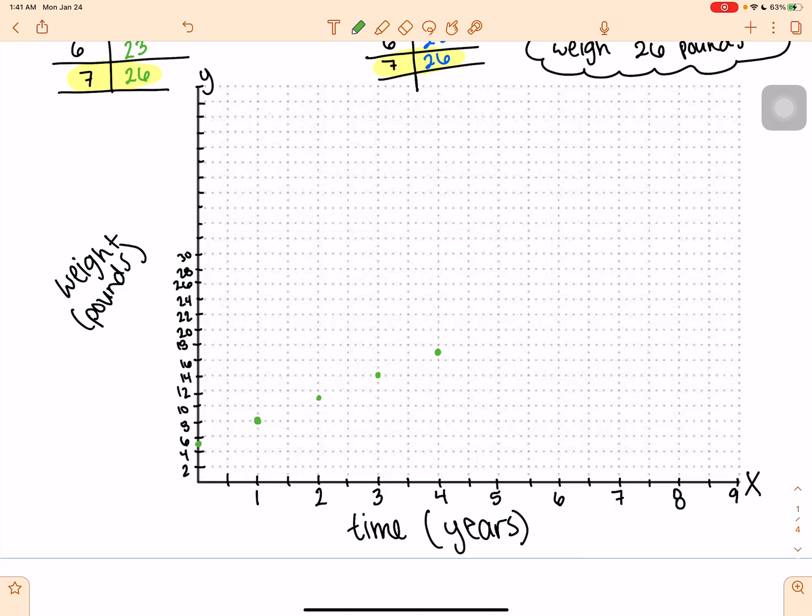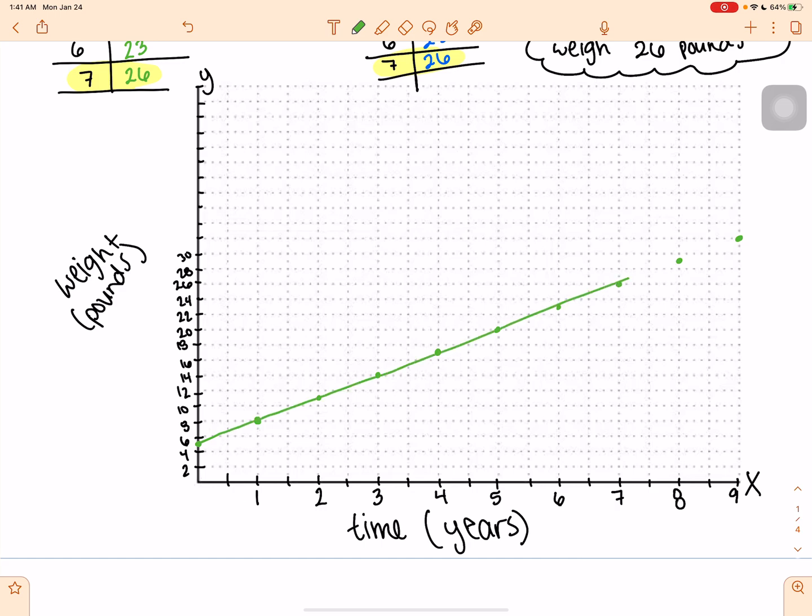Year 5 will be 20 pounds. Year 6 is 23 pounds. Year 7, 26 pounds. And then I could keep on going, because I know it's going to increase by 3 pounds. So 26 pounds plus 3 would be 29 pounds. And then at year 9, 29 plus 3 is 32 pounds. So then you can draw your perfectly straight line.